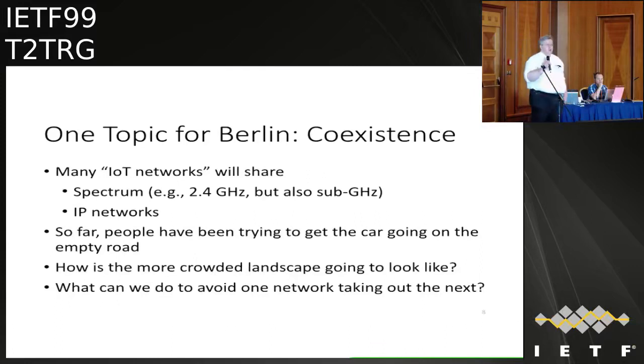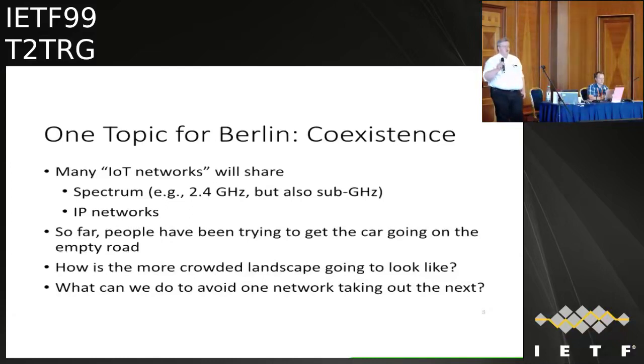So it's just interesting to see what happens when we put all these IoT networks and those 50 billion nodes out there. Will these IoT networks be friendly to each other? It's really like the first people who built cars, they had empty roads, essentially, to get these cars going. And now, of course, cars have seatbelts and so on. So how is the more crowded landscape going to look?